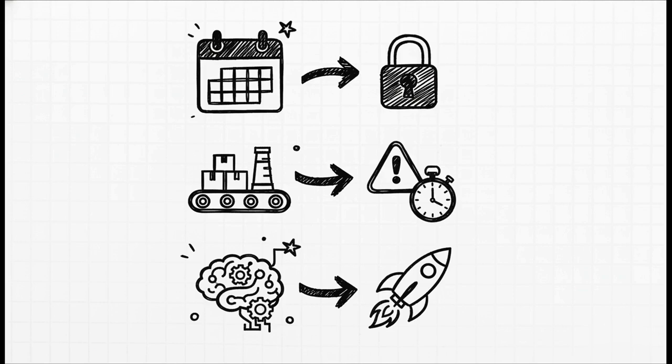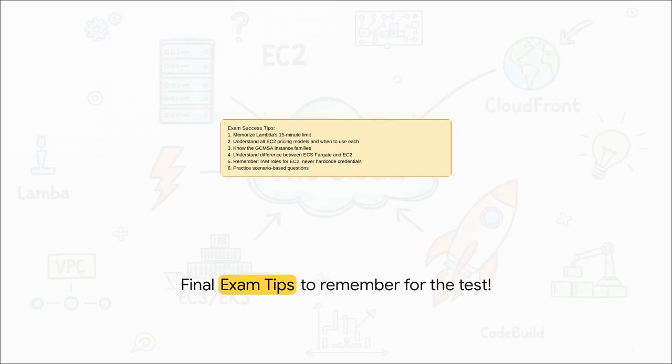Need that same discount but might want to switch server families later? You pivot to savings plans. If the question mentions a fault-tolerant batch job that can handle being interrupted, spot instances every time. And if they mention machine learning or high-end graphics processing, jump straight to accelerated computing EC2 instances. Let's look at how this builds into your ultimate study checklist.